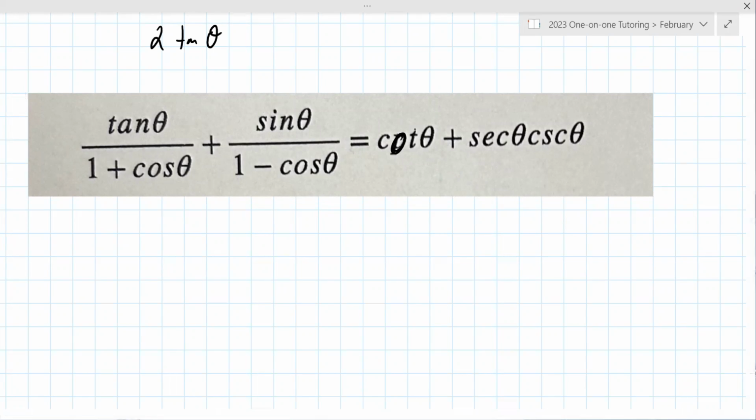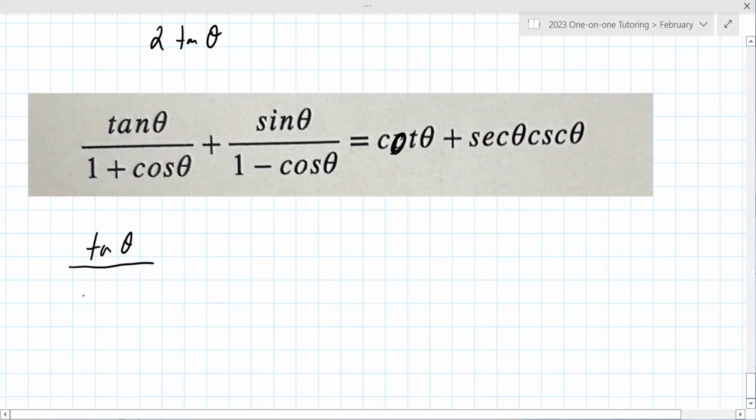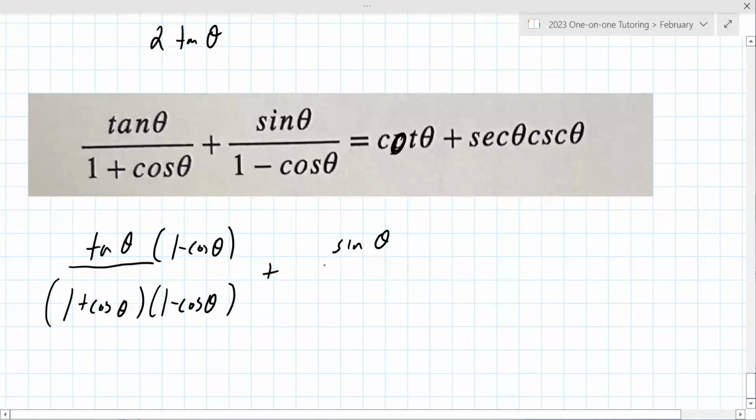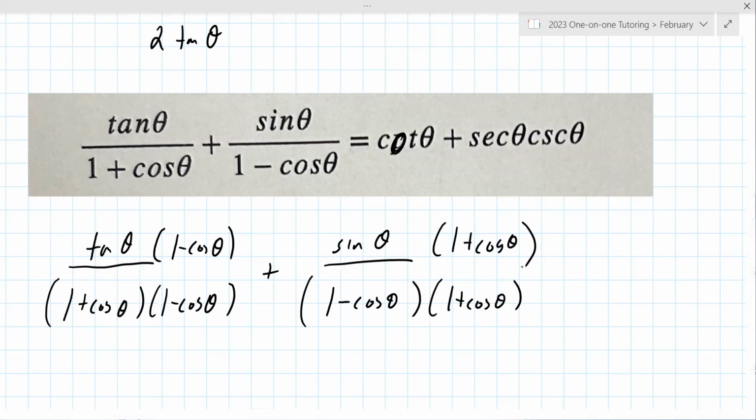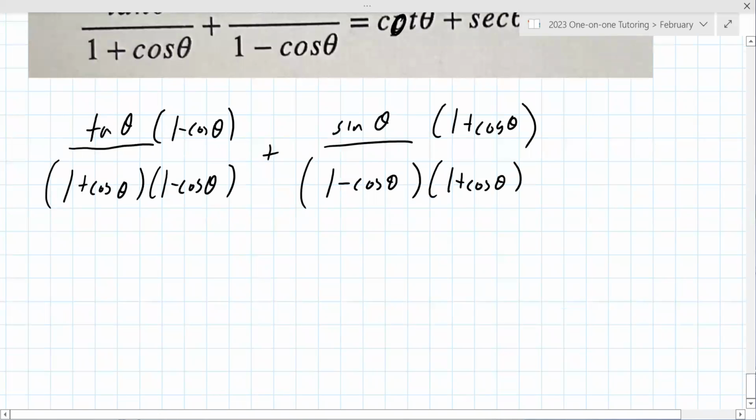We're gonna work on the left side. We're gonna make a common denominator on the left. So we're gonna multiply both by their conjugates, like that. And that will give us a common denominator, which is really, really nice here. Right. So I'm not going to multiply the numerators.